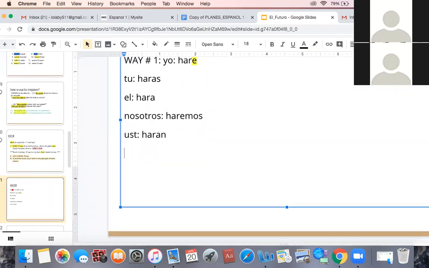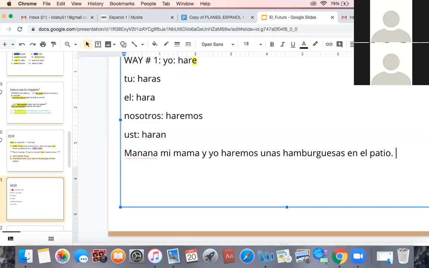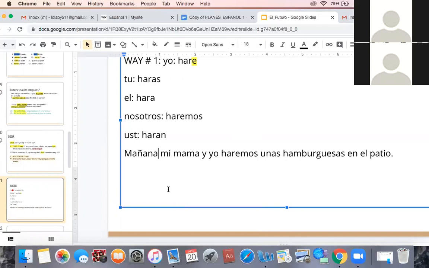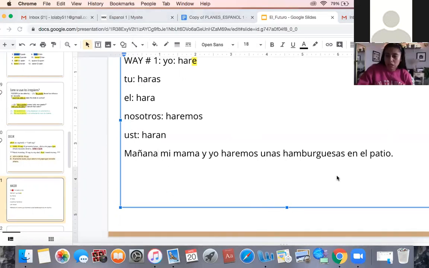And here's our example. Mañana, which is tomorrow. Mañana, mi mamá y yo haremos unas hamburguesas en el patio, right? And yes, I know it's wrong. Mañana, there you go. Mañana, tomorrow. A ver, ¿quién? True. What does the sentence say?